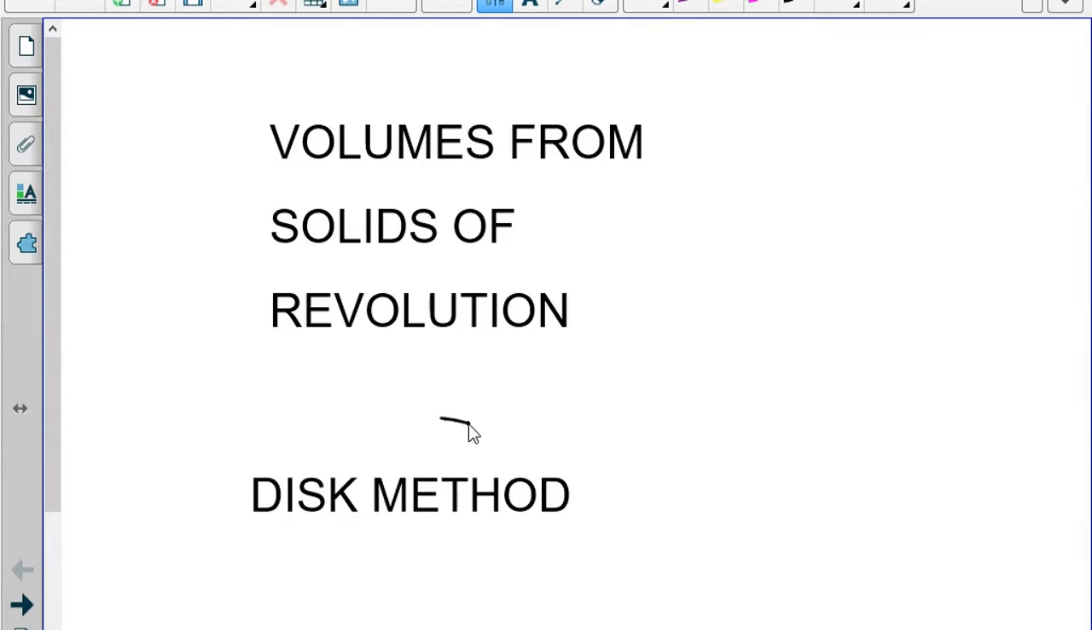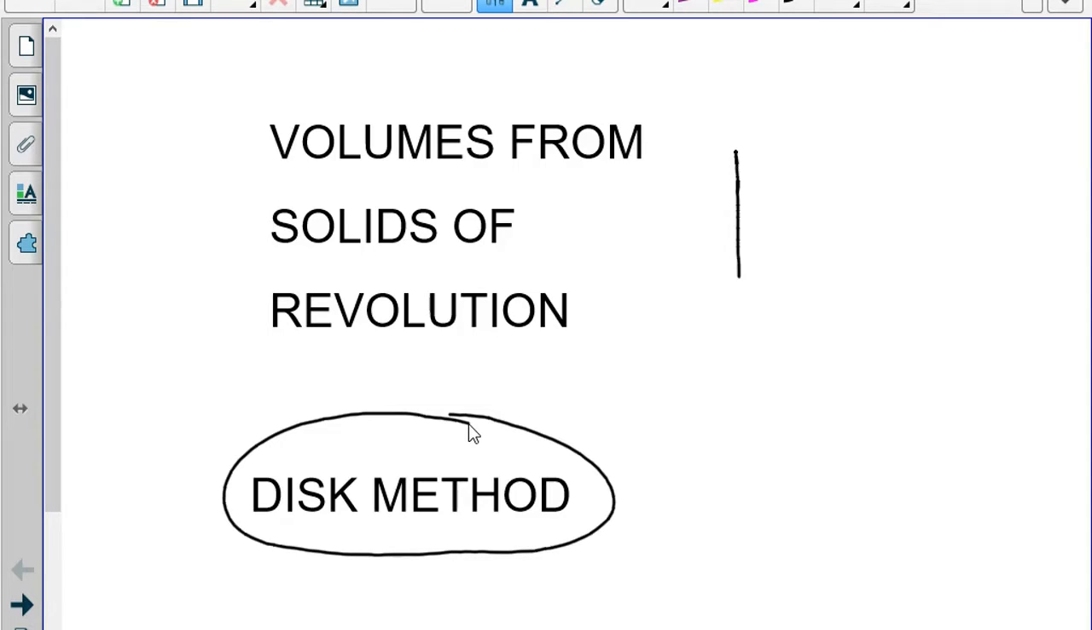Today's video is on the disk method. It also encompasses the washer method, and we'll talk about that as we move along. Tomorrow's video will be on the shell method, which is another way of doing volumes from solids of revolution. But we'll talk about when to use each method as we move on. Today, we're going to talk about the disk method.